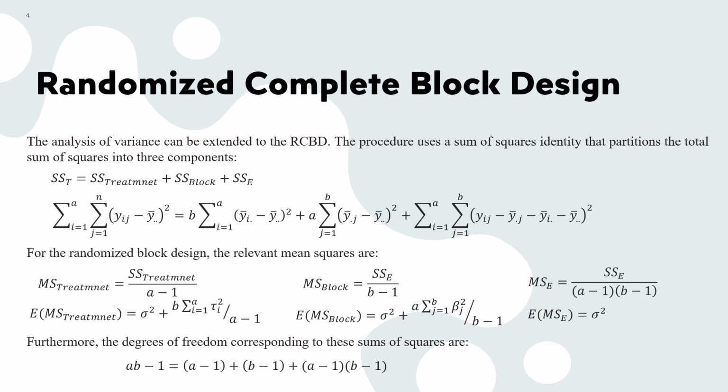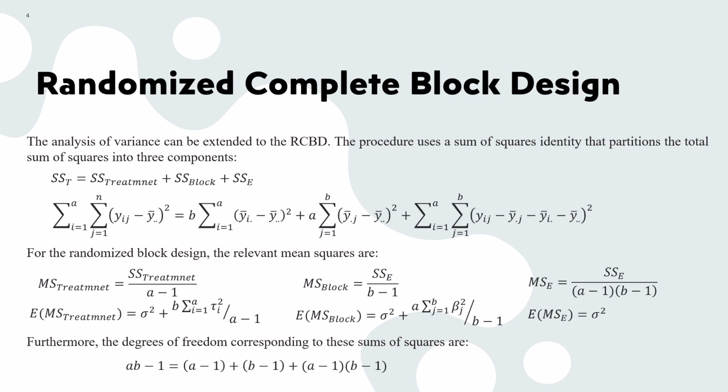The total sum of squares, SST, measures the overall variability in the data and is split into 3 components. 1. Sum of squares for treatment, SS treatment, representing variability due to differences between treatment means. 2. Sum of squares for block, SS block, representing variability due to differences among the blocks. 3. Sum of squares for error, SSE, representing residual variation not explained by treatments or blocks. Each sum of squares is then divided by its respective degrees of freedom to obtain mean squares, which are the variance estimates used in the F-tests.